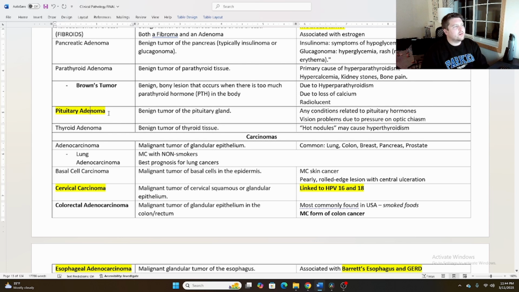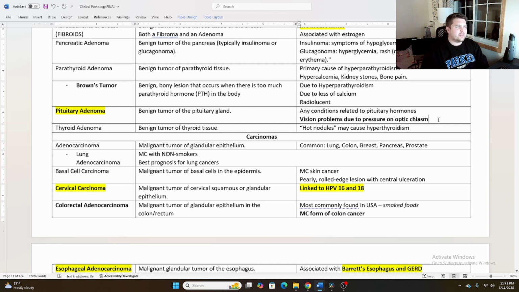Pituitary adenoma, one of the most commonly asked ones because there are so many conditions that are controlled by the hypothalamus and the pituitary gland. The one thing that can pop up consistently on boards is that anytime we have a pituitary tumor, it can press on the optic chiasm if it gets too big, squishes that, and that can cause blindness.